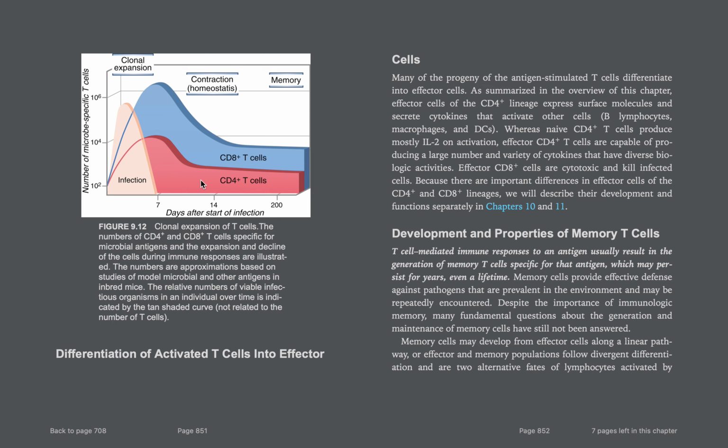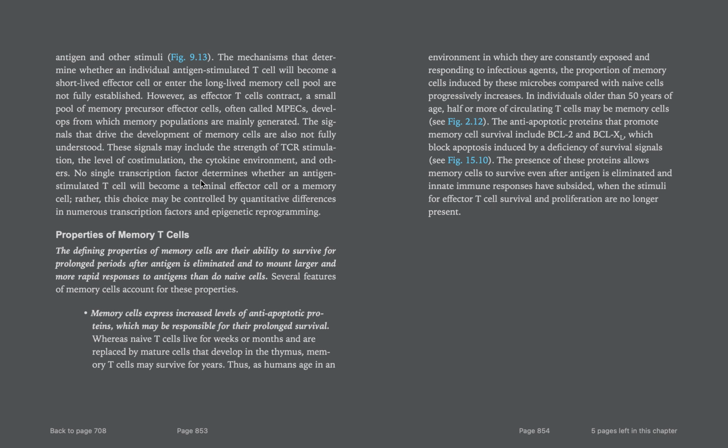Despite the importance of immunological memory, many fundamental questions about generation and maintenance of memory cells have still not been answered. Memory cells may develop from effector cells along a linear pathway, or effector and memory cell populations follow divergent differentiation and are two alternative fates of lymphocytes activated by antigen and other stimuli. The mechanisms that determine whether an individual antigen-stimulated T cell will become a short-lived effector cell or enter the long-lived memory cell pool are not fully established.